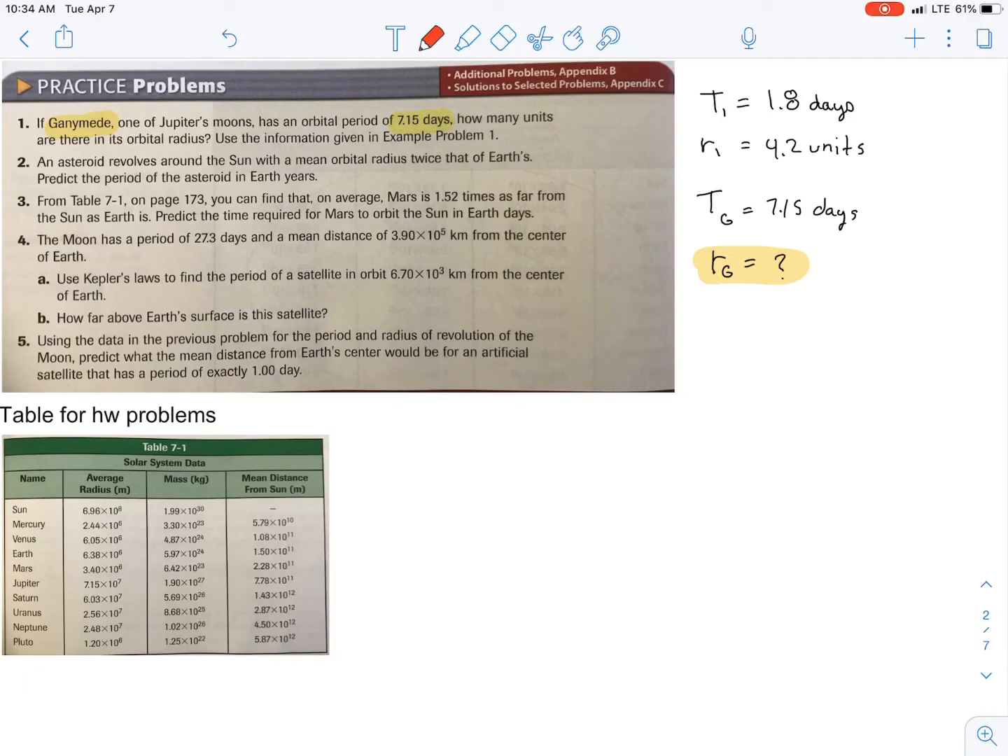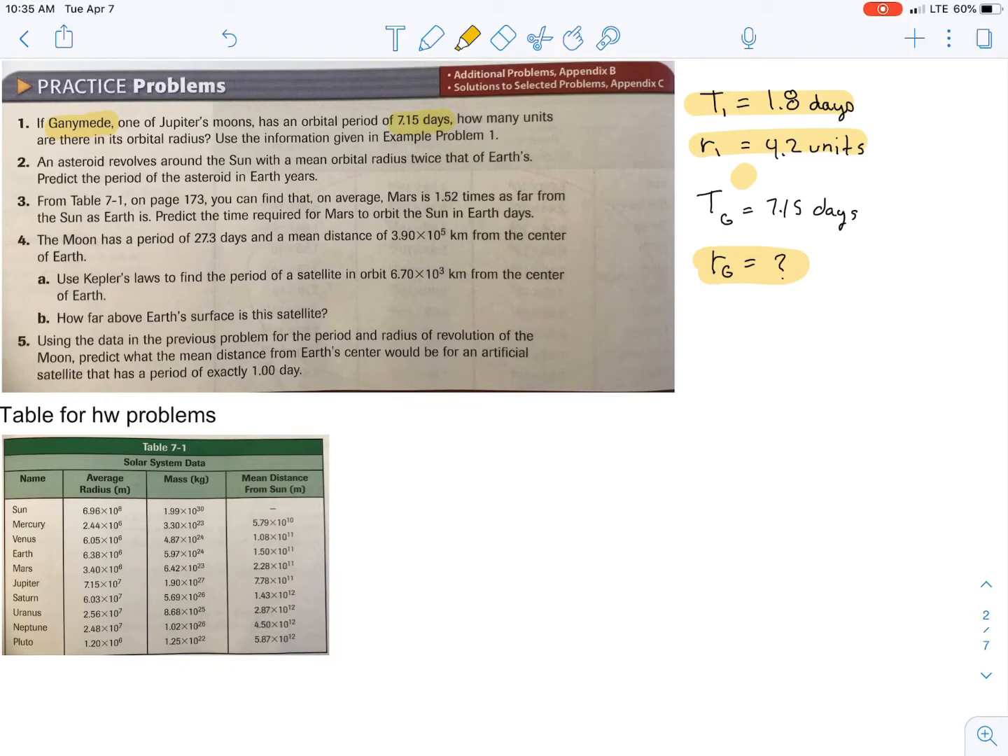All right. So if we read through this information, if Ganymede, one of Jupiter's moons, has an orbital period of 7.15 days, how many units are there in its orbital radius? Use the information in example problem 1. Well, example problem 1, I went back and wrote down that information on the side here. This is talking about Io, the moon around Jupiter. So the period of Io is 1.8 days. The radius, the radial units, that's the distance it is from Jupiter, is 4.2 units.